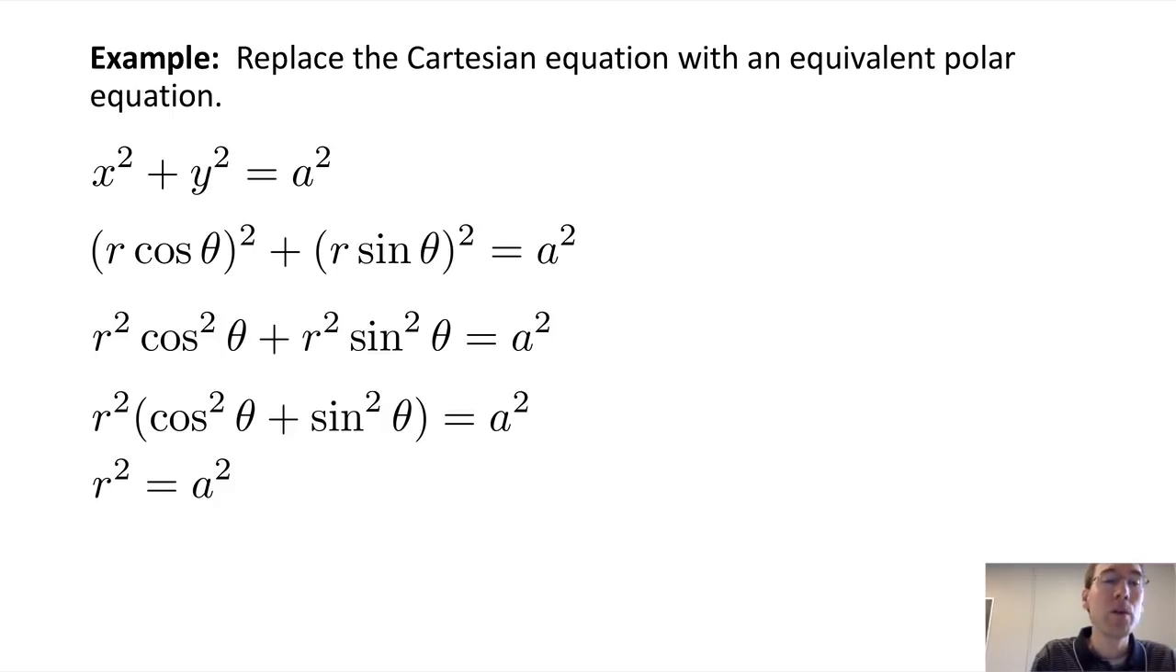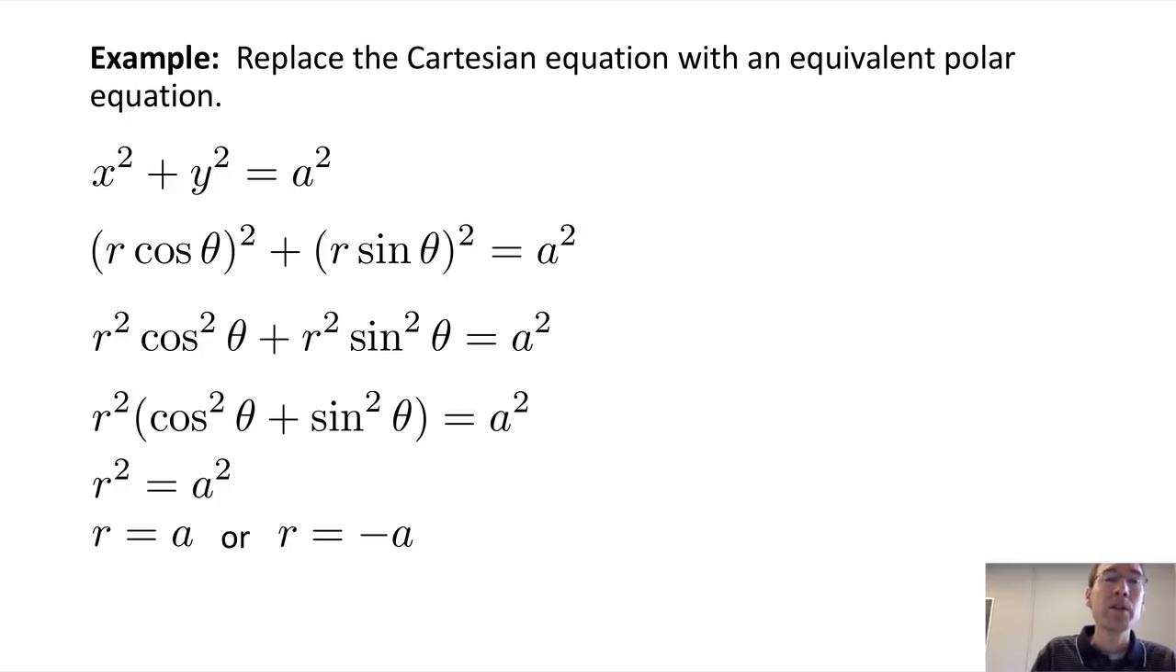Taking the square root of both sides, r equals a, or r equals negative a. And if you think back to the previous slide where we looked at the graph of the equation r equals a, this is a circle with center at the origin and radius a.